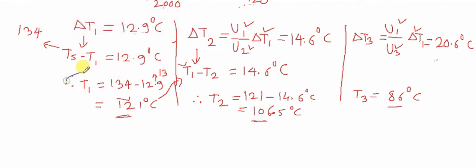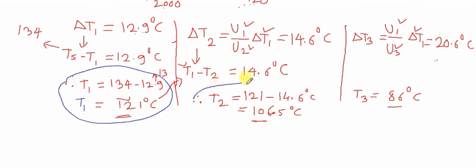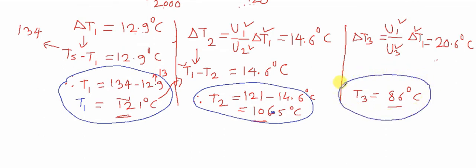Temperature in T1, the first effect evaporator, is 121.1 degrees Celsius. Temperature in the second evaporator, T2, is 106. And therefore T1, you can take temperature 121, in the third effect evaporator. Actual temperature T1 is 121.1 degrees Celsius. Okay, so now we have the temperature in all three effect evaporators.